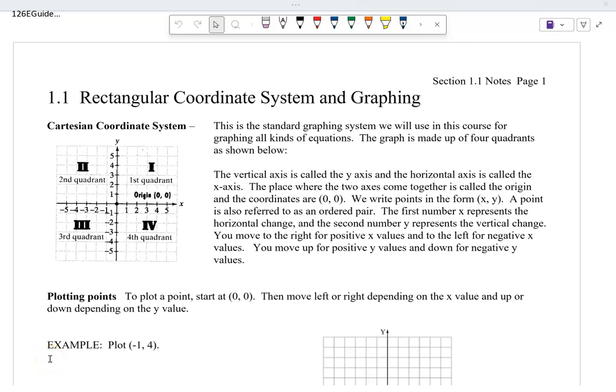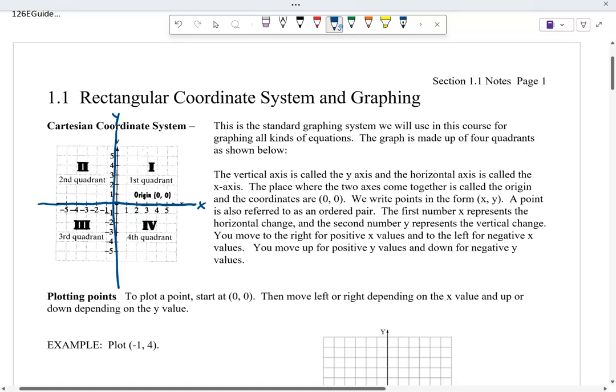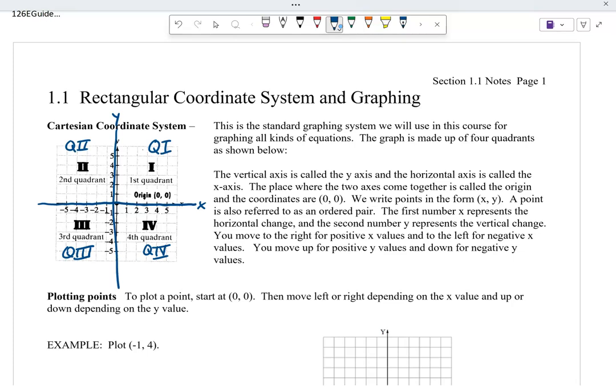We're going to take a look at the rectangular coordinate system. This is also referred to as the Cartesian coordinate system after the French mathematician René Descartes. We've got our horizontal axis there in blue. That's our x-axis. We've got a vertical axis, which we refer to as our y-axis. We've got quadrant 1 in the upper right-hand corner, quadrant 2 in the upper left, quadrant 3, I'm going counterclockwise, and finally quadrant 4 down there.